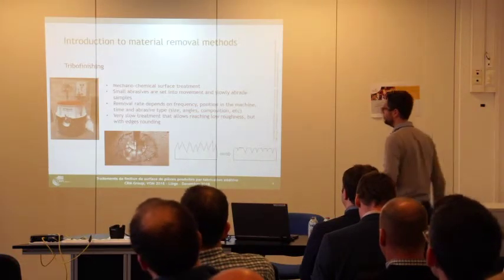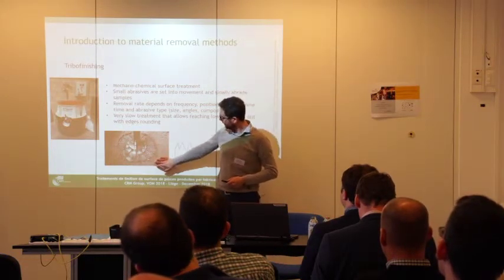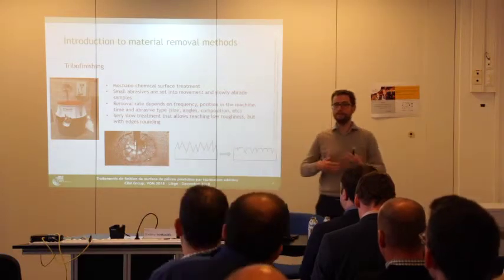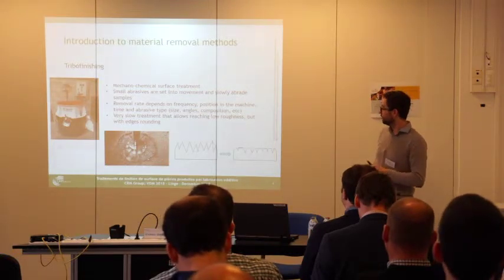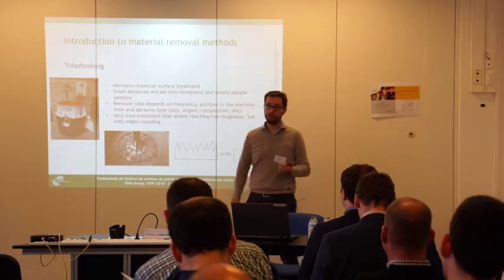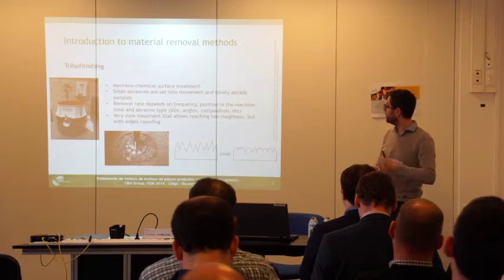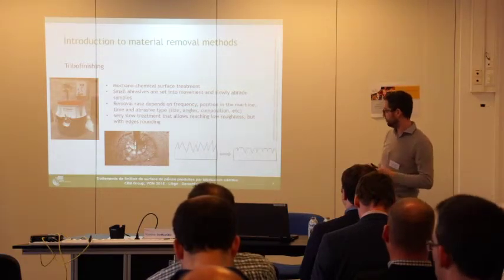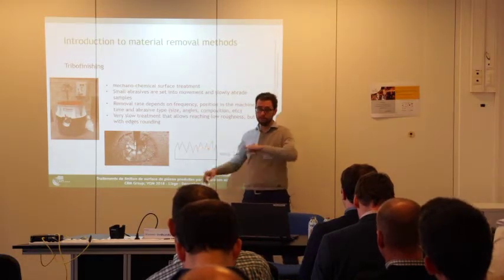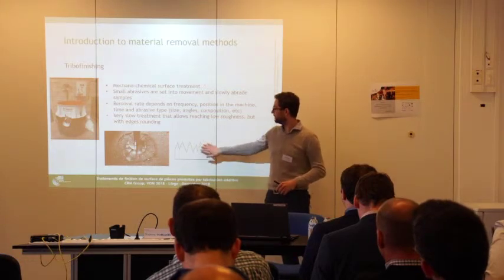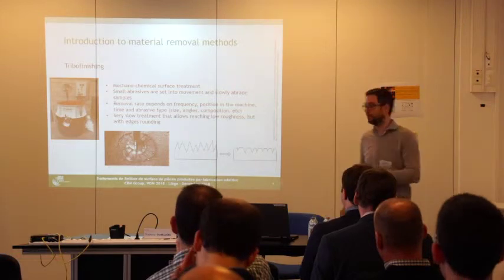So the turbo finishing is a mechanical chemical surface treatment. Small abrasives, like those ones, really small, are put in movement, and they slowly abrade the surface of the part. The removal rate depends on the size of the abrasive, the hardness, let's say, the frequency of the engine, the composition, etc. And so, as Julia said, it's really efficient at removing peaks because it's only a grinding. So if you have that kind of surface profile, you reach that kind of surface state. But it's really slow, as will be shown later.